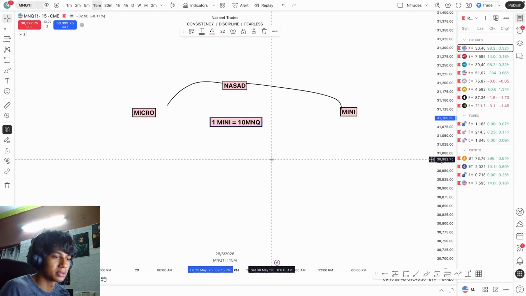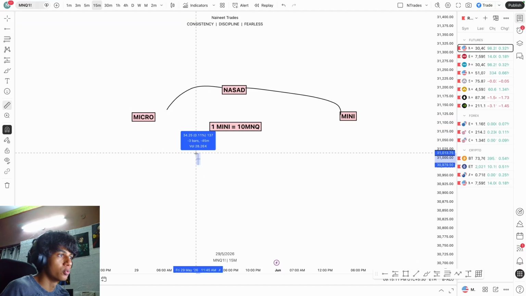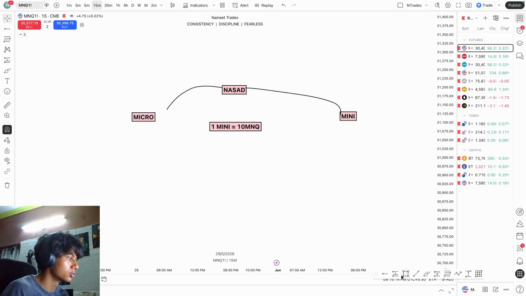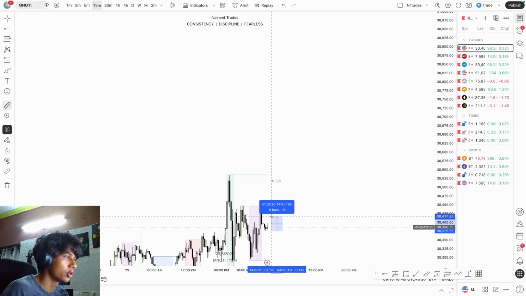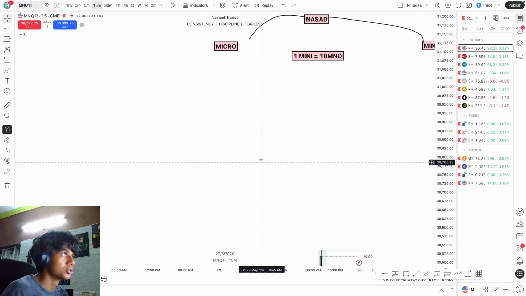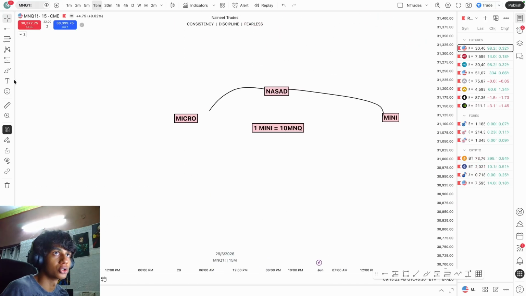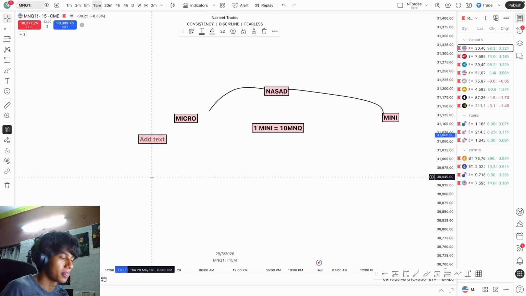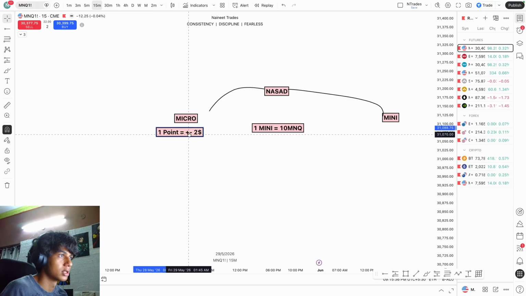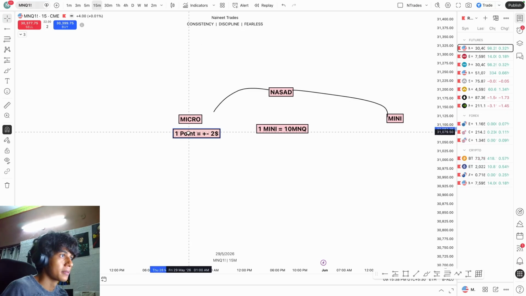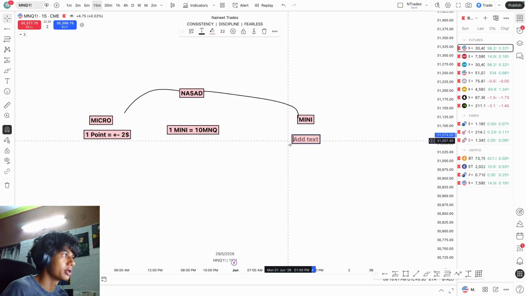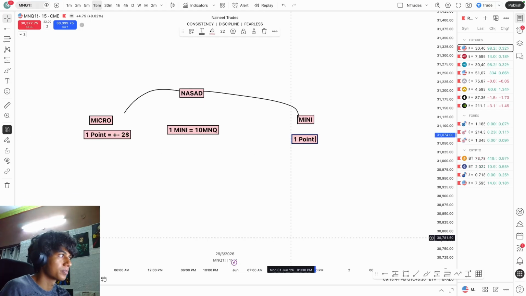So what does this mean? Every point it moves, it's gonna move $2. यहाँ से यहाँ पे एक point का move, like in forex, is gonna show you plus or minus $2. ऐसा याद रख लेना. And here in mini, every point it moves is gonna be plus or minus $20.